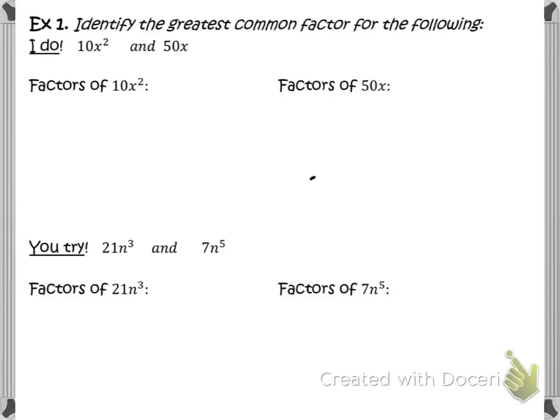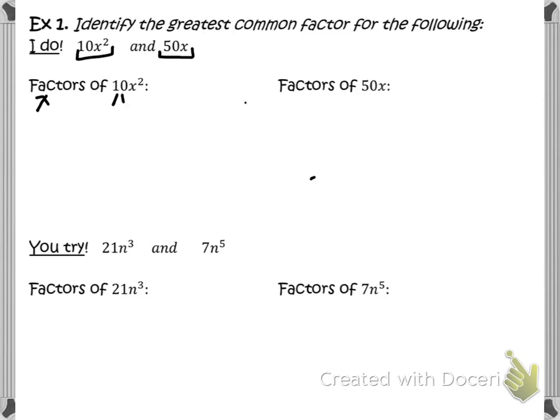Alright, our first example, identify the GCF for the following two terms. The first term I have is 10x squared. Second term I have is 50x. So factors, remember, are things that multiply. So things that multiply to give us 10x squared.